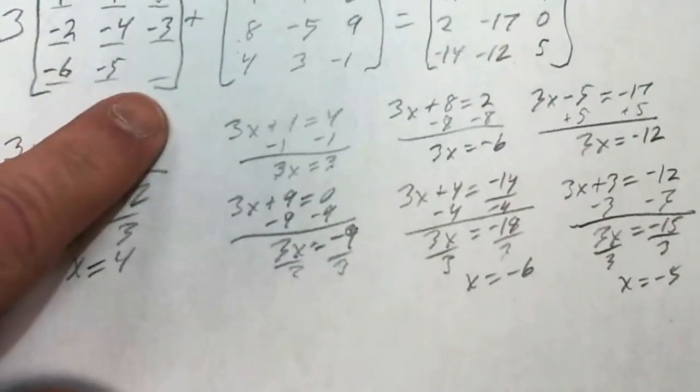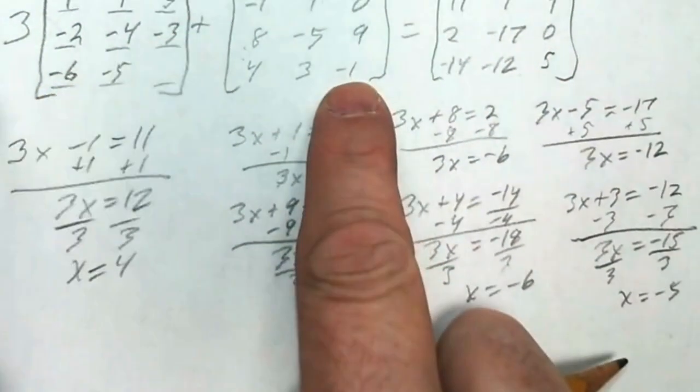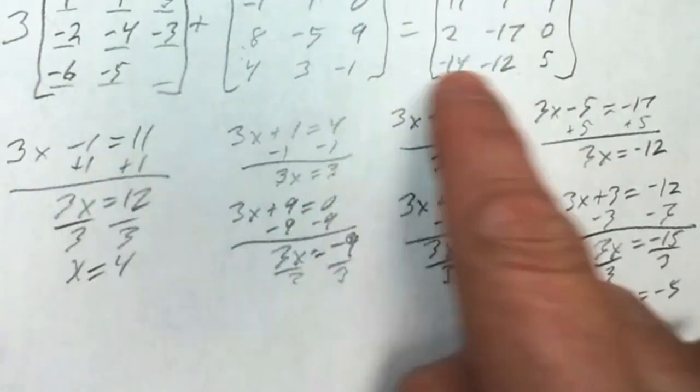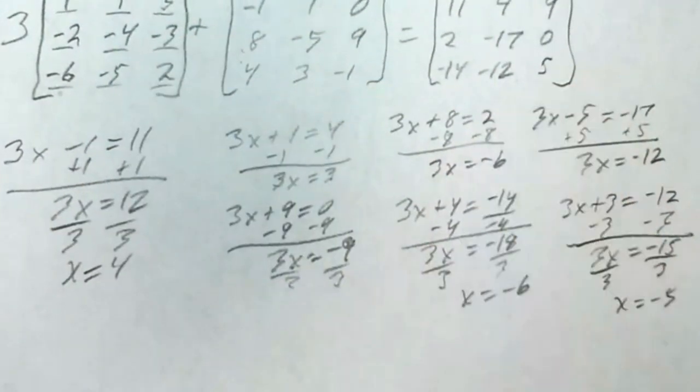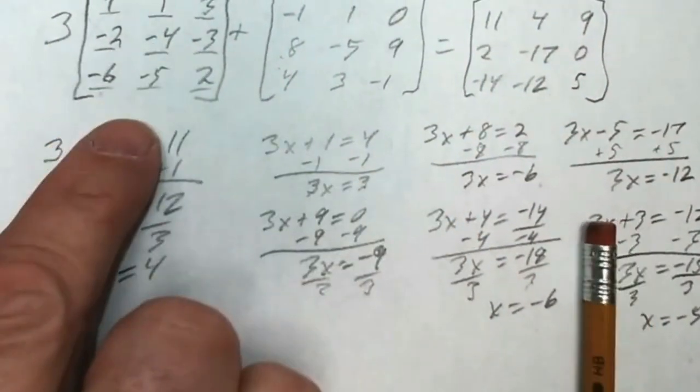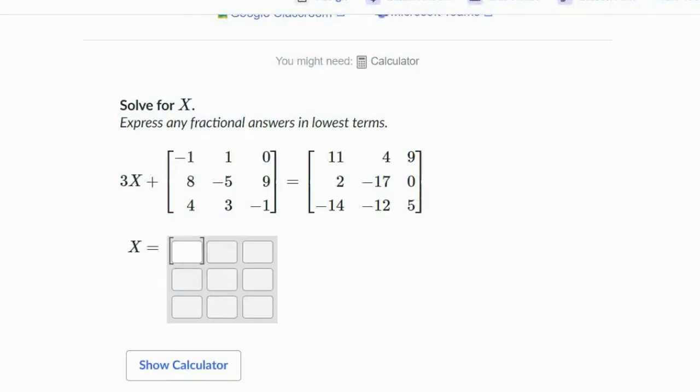Then 3 times something plus a negative 1. So subtract 1. 3 times something minus 1 equals 5. Well, that'd be 2 then, because 3 times 2 is 6, plus a negative 1 would bring it down to 5. So this is our answer for matrix X. So let's type that in and see how we did. 4, 1, 3, negative 2, negative 4, negative 3, negative 6, negative 5, and 2. All right. Here's our moment of truth.